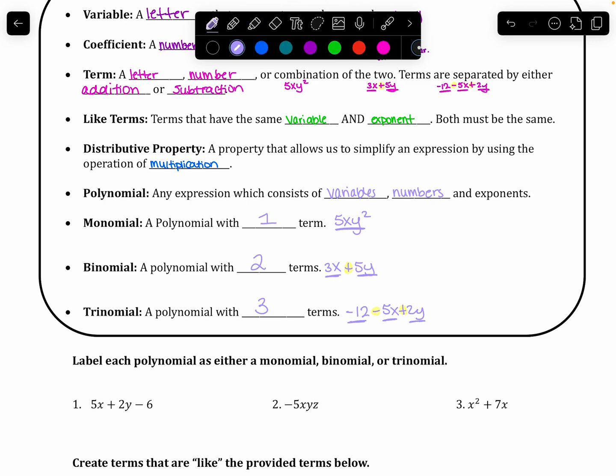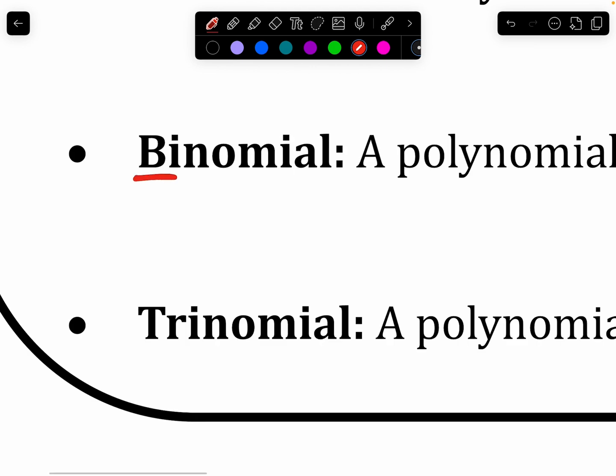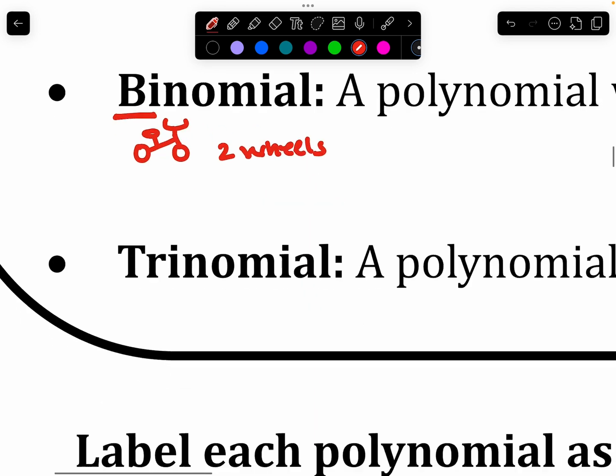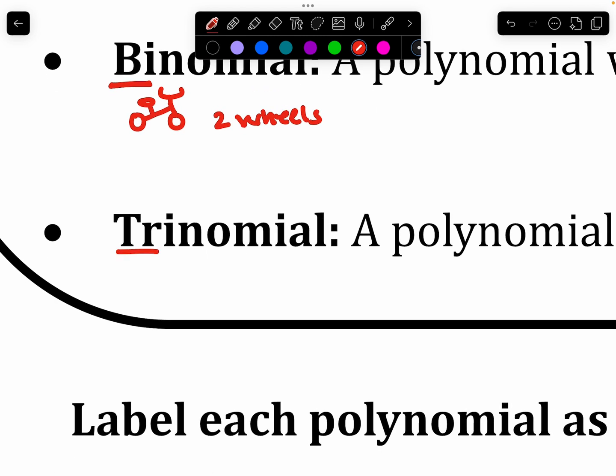So the way that you can think about this, mono for me is a little bit hard to remember, but I know that bi is like a bicycle, and a bicycle has two wheels. There's a seat. There are handlebars. So a bicycle has two wheels. Bicycle, binomial, okay? A trinomial is what you see little kids ride around on. It's a tricycle. It's got three wheels.